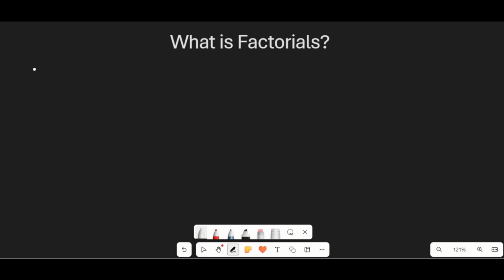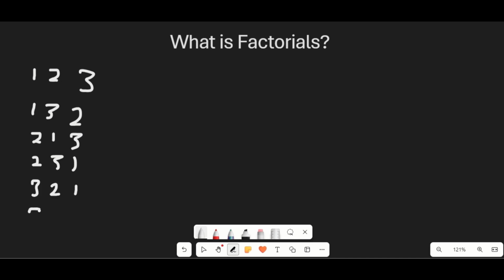Let's imagine we have three boxes. I'll write it as 1, 2, 3. We have three boxes, 1, 2, 3, and how many times can we arrange this? So it's one time, and 1, 3, 2, it's two times. Let's take 2, 1, 3.